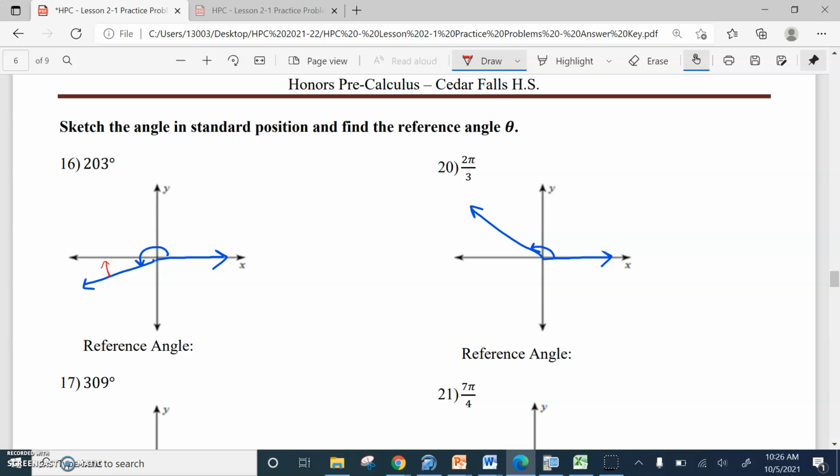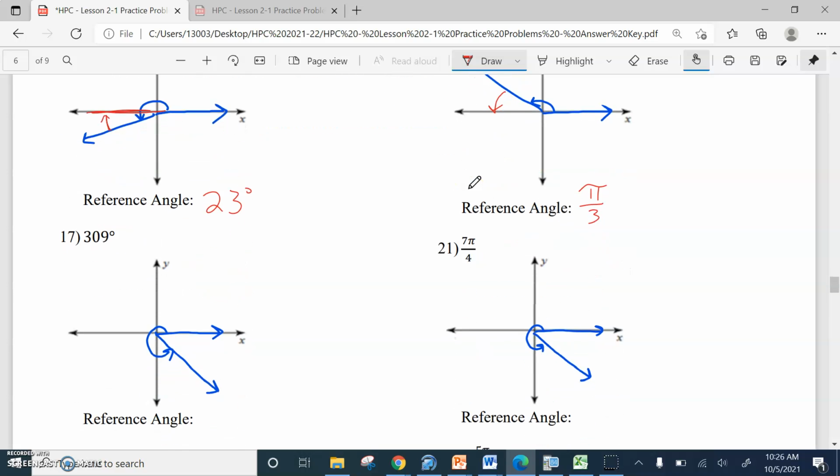So how far away are we? Well, that's 180 to the horizontal. We went past that by 23 degrees. And that's as simple as that. If we look at the next one, we're at 2 pi over 3. Well, the fastest route to horizontal is this little section right here. If we know that this is 2 pi over 3, then that leaves us a reference angle of 1 pi over 3. I know that I went from 16 to 20, but it was on my screen, so I thought we'd just roll with it.